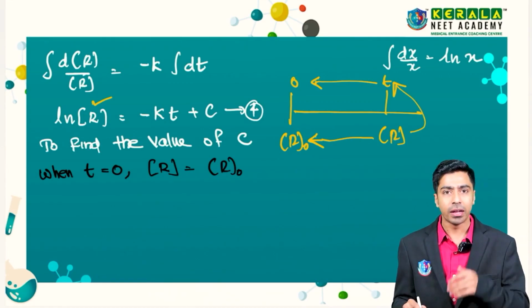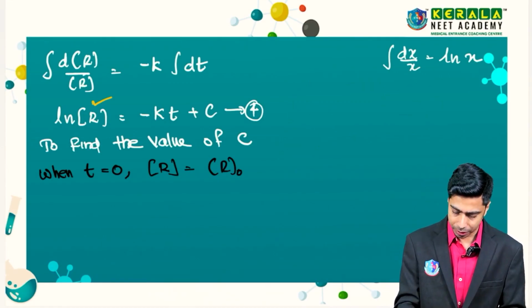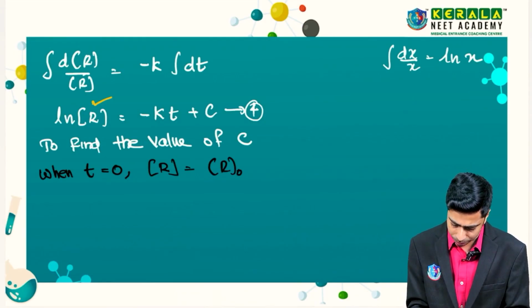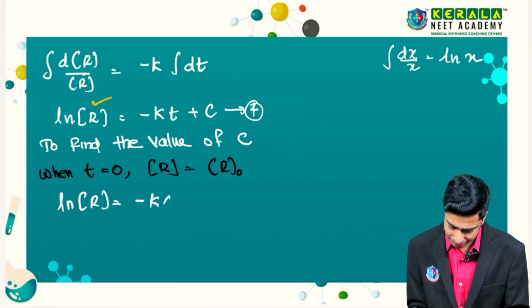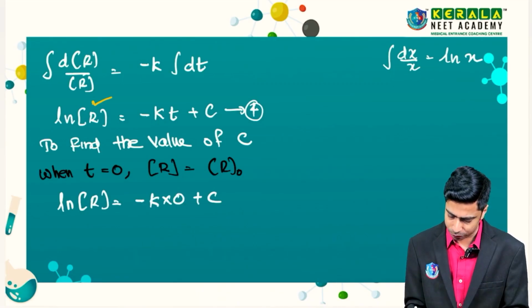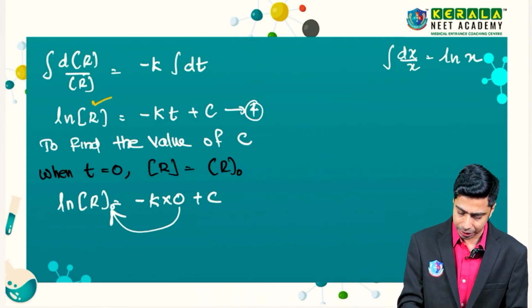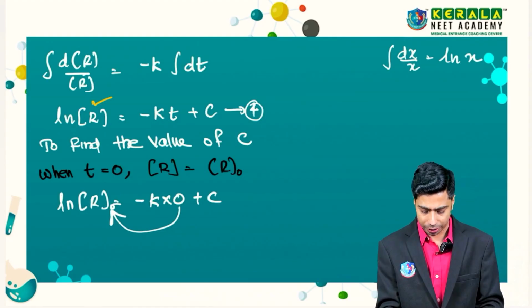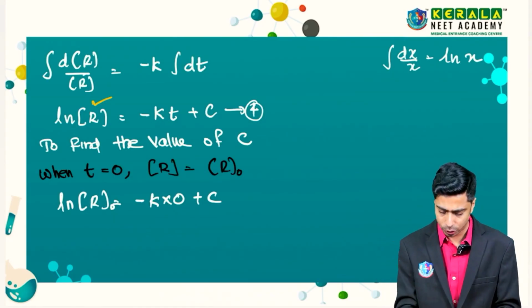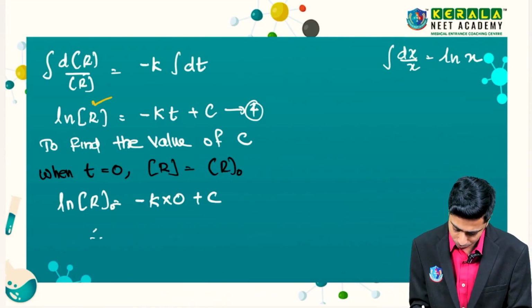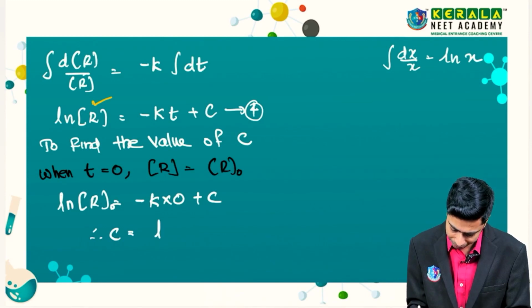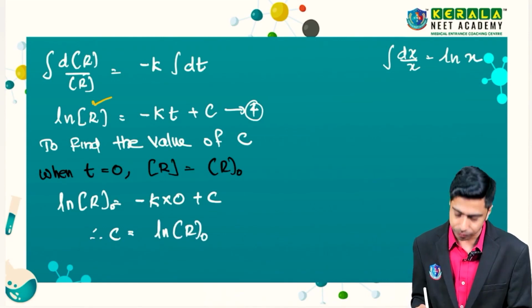Now we'll continue with the derivation. So I can write natural logarithm of [R] is equal to minus k into 0 plus c. Because when time becomes 0, that means the natural logarithm of [R]0, not [R], it will be [R]0. So the value of [R] changes to [R]0 and you'll get c is equal to natural logarithm of [R]0.